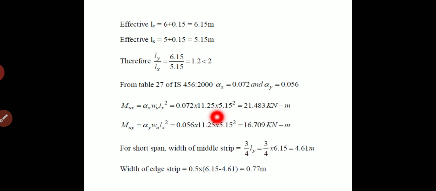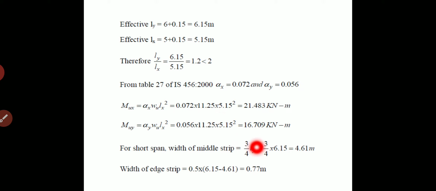Now the final value of MUX equals 21.483 kilonewton meter, and MUY equals alpha y into WU, which is 11.25, into LX square, which is 5.15. Now the final value is 16.709 kilonewton meter.